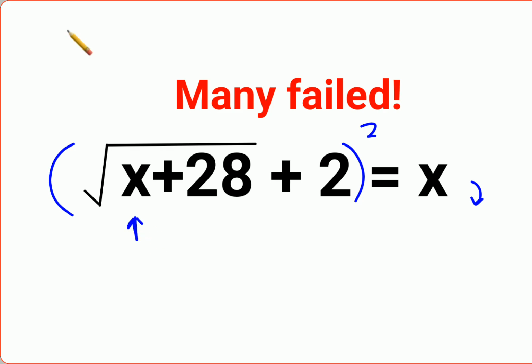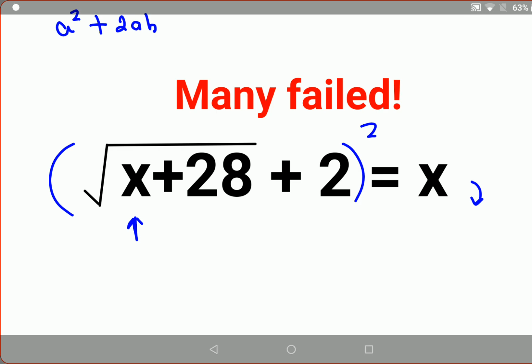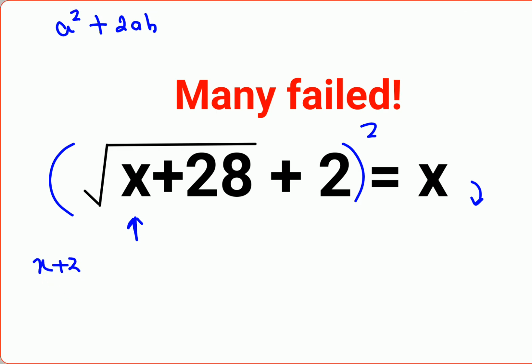But the expansion of (a plus b) the whole square is a square plus 2ab. So here what will happen is root of x plus 28 the whole square, plus 2 root x plus 28. So this is where you will get stuck. Your root will still keep happening. Okay, so the first step for this question is super important.